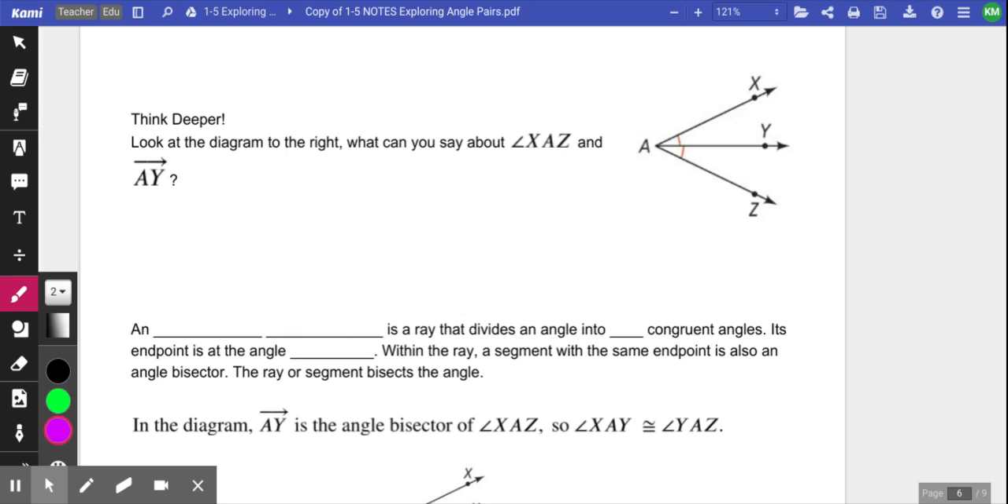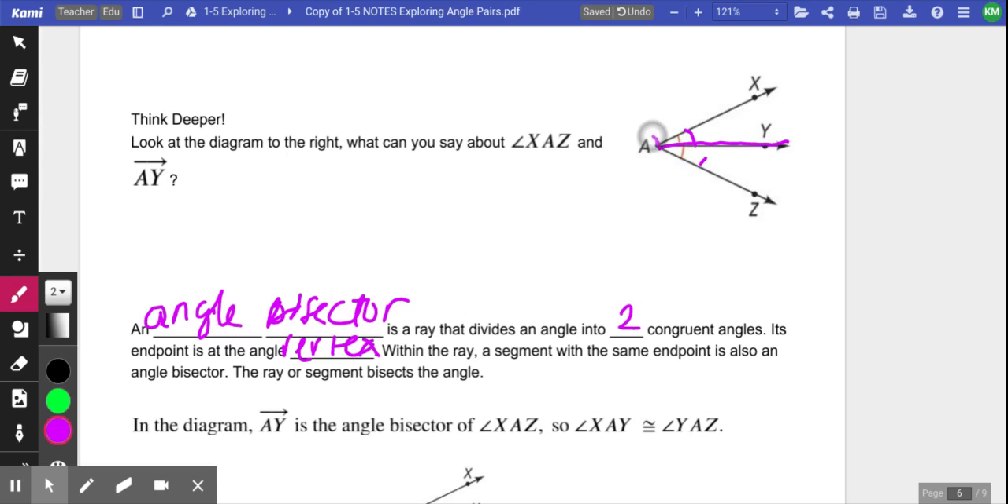So like a segment bisector, we can also bisect an angle. If you take a look here, I know that this angle was bisected because AY splits it and creates 2 equal parts with those tick marks. So I know that for sure. It's being split into 2 equal angles. So an angle bisector is a ray that divides an angle into 2 congruent angles. Now what's interesting is the endpoint of the angle bisector is at the angle's vertex. So if you look here, the endpoint of this ray, or the angle bisector, is at the vertex A.